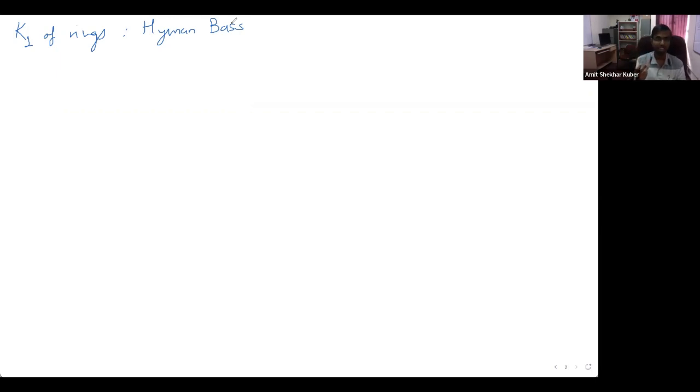And so K1 of rings was defined by Hyman-Bass, and I'm going to start with a slightly complicated looking definition, but we will simplify it as we go along. Okay, so I will start with a symmetric monoidal groupoid or category. It doesn't matter whether there are non-isomorphisms in this category. So let S be in here.